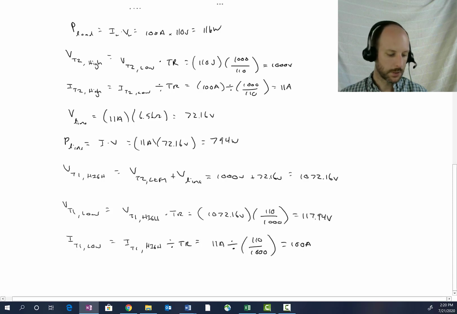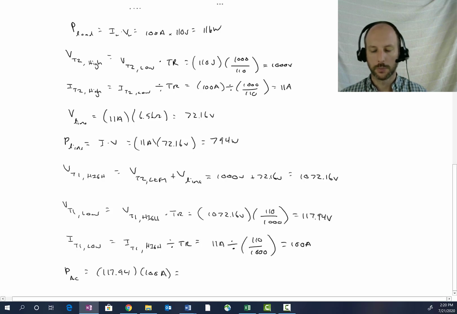We can determine the power being sourced by the AC voltage source. We could add the load power and the line power, and that would work. But in this case, I want to show that you can also calculate it from the product of the voltage at the voltage source and the current supplied by the power source. So that was 117.94 volts. What is the generation voltage times 100 amps? It gives you 11.794 kilowatts.